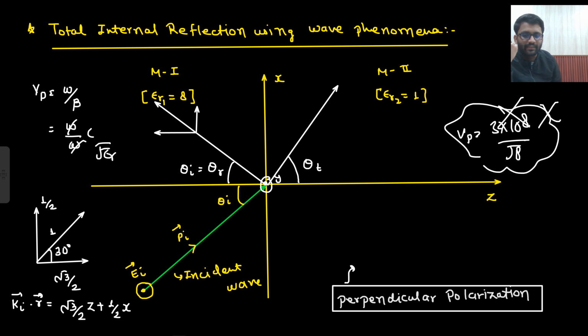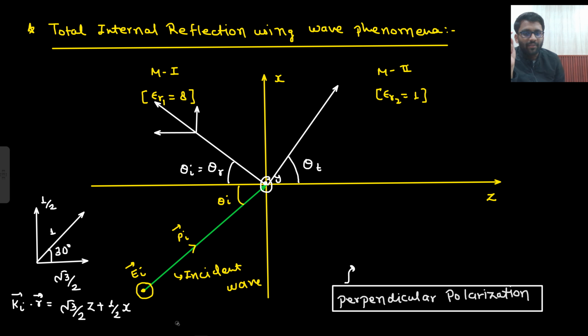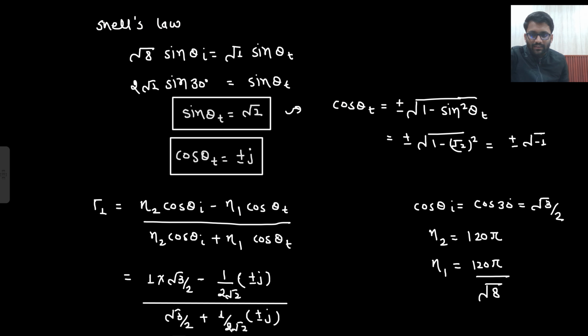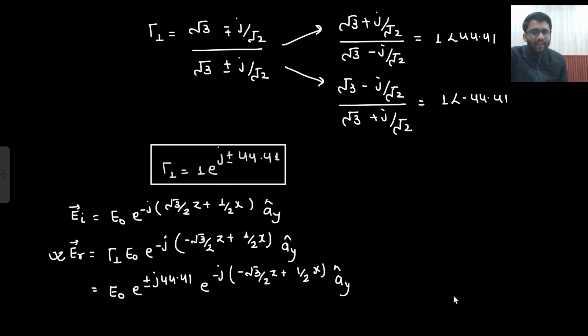Why it is wrong? Let's check that out. This kind of question can come in your examination. This is what I expect. They will say that this is how the wave is incident and this is how it is reflected. They will ask you the reflection expression, and then they will ask you what is the velocity of the wave.